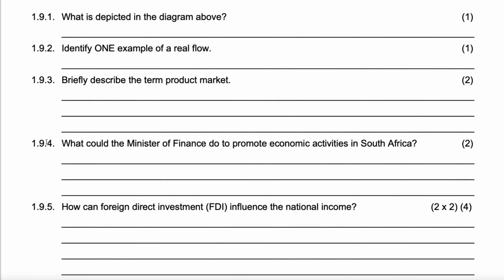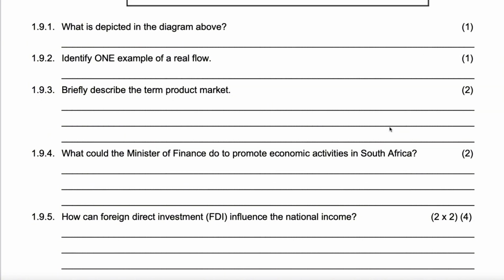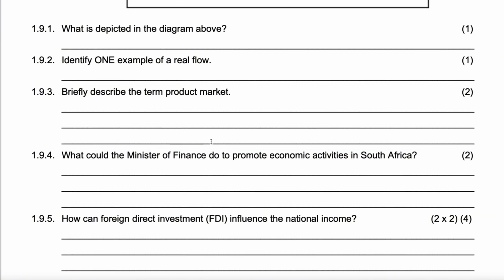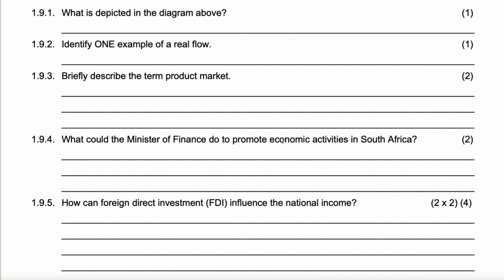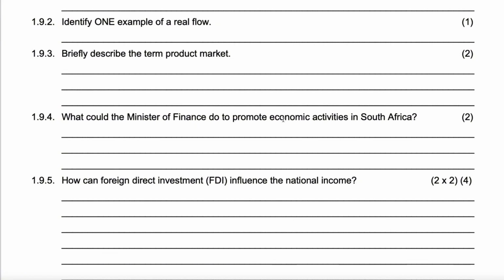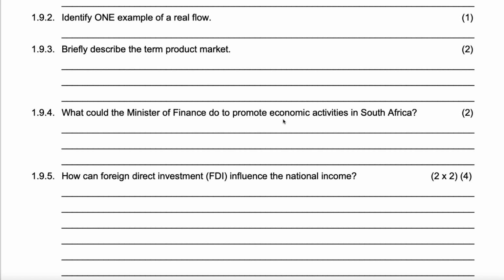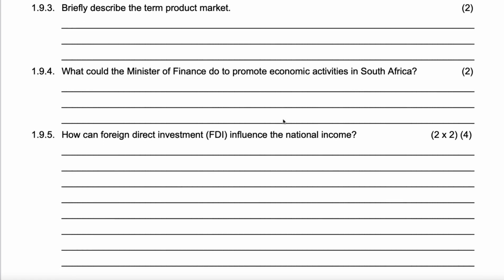Then number 4, what could the Minister of Finance do to promote economic activity in South Africa? Well, one thing that the Minister of Finance can do is to be expansionary with his fiscal policy. So that can be the finance minister lowering tax and increasing government spending. That is definitely going to promote economic activity. Anything you can say beyond this can still be correct. Maybe you can say when the finance minister implements policies that simply encourage economic activity. So any policy you can think of.